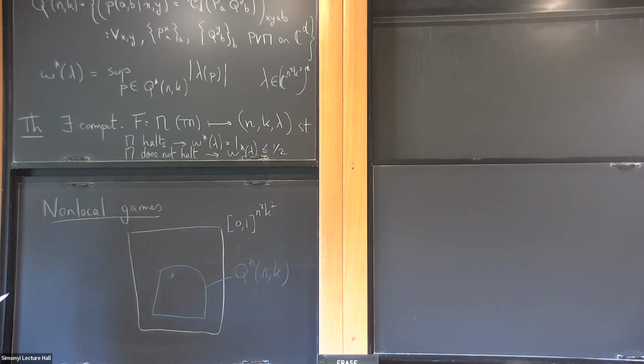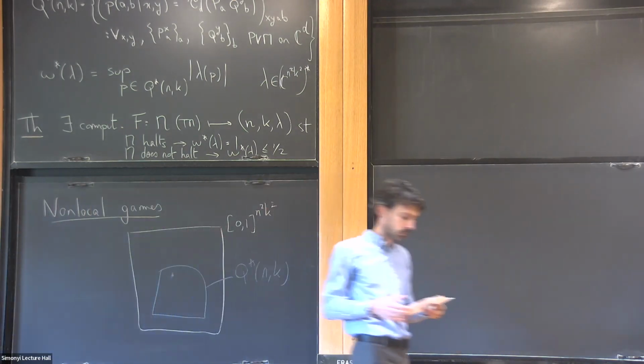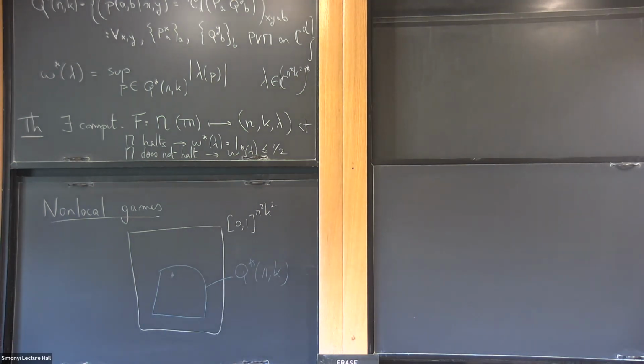But for now, I'm just going to make a little bit of an aside and tell you about non-local games. So I'll define non-local games. I'll give you a famous example, which is the magic square game. We'll analyze it a little bit. And then after that, I'll go back to this and say how these games can be used to show the theorem. So here's what the game is.